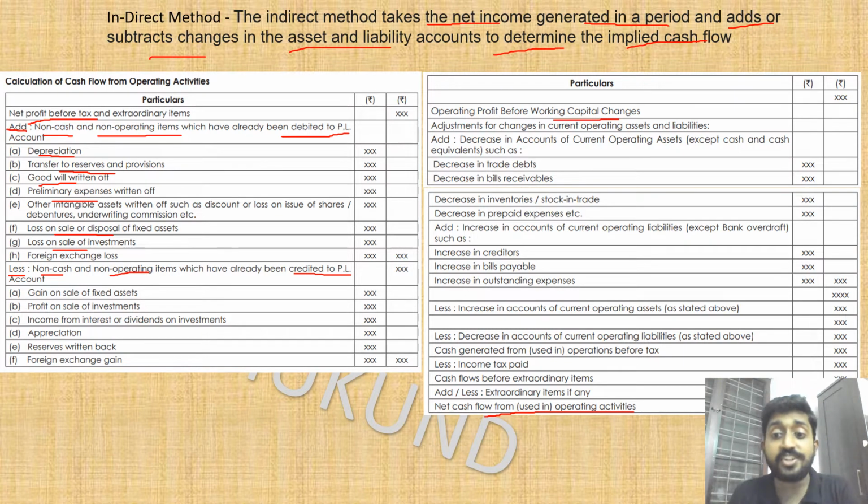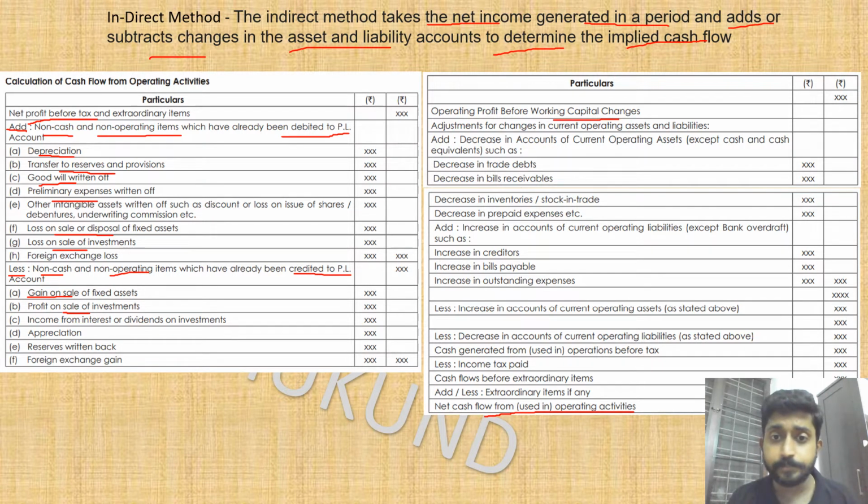Same way, non-operational incomes, those that are credited to the P&L, should be reduced. So I will reduce gain on sale of fixed asset, which will reduce the P&L. Profit on sale of investment is an investment activity, so this profit I will take out from the P&L balance. That is the thing I want to discuss.